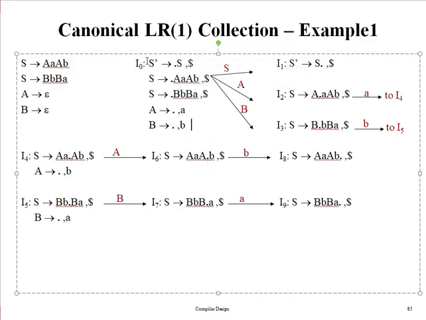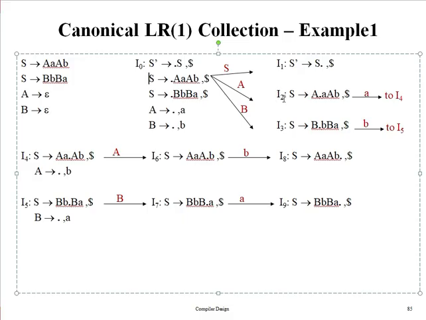Then from this I0 we can generate I1 by applying the closure, I mean the goto operator. So goto of I0 comma S. This is the only production rule that can be added to I1, because this is the only production rule having S after the dot. In the case of the goto operator, there is no need to worry about the change of parameter, because there is no change in parameter when applying the goto operation.